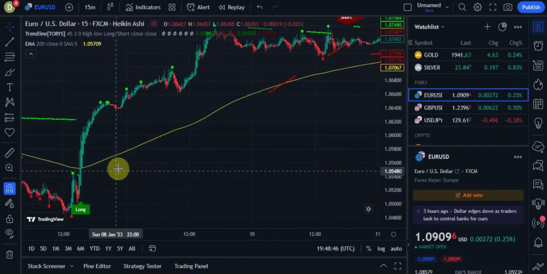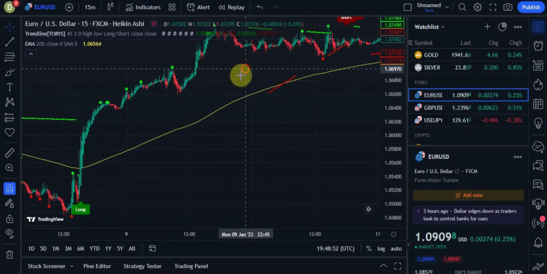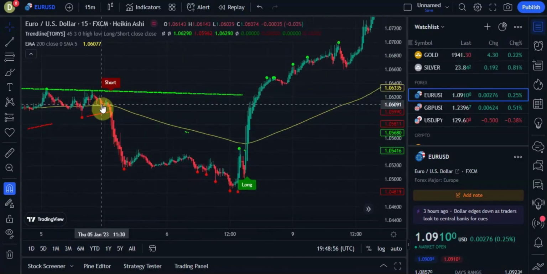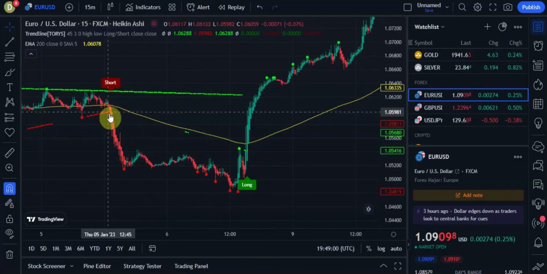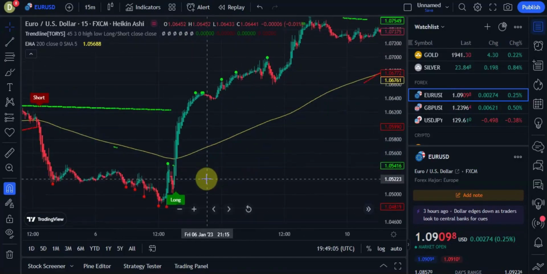Here's another section of our chart where the market is above the EMA line, and you can see that we have a long signal right here, okay? Look at this, guys. This is a very good signal right here. And right here as well, you can see the market goes below the EMA line, and we've got a short signal here. So this is a good selling position, guys. This is a very accurate setup right here.